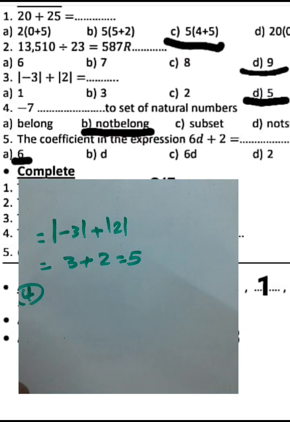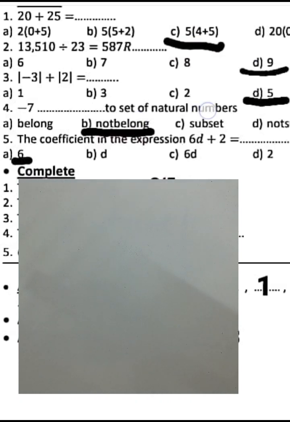Question number 4. Negative 7 is not belonging to natural number. Negative 7 is not belonging to natural number because the natural numbers begin with 0: 0, 1, 2, 3, 4 to infinity. We call it natural numbers.